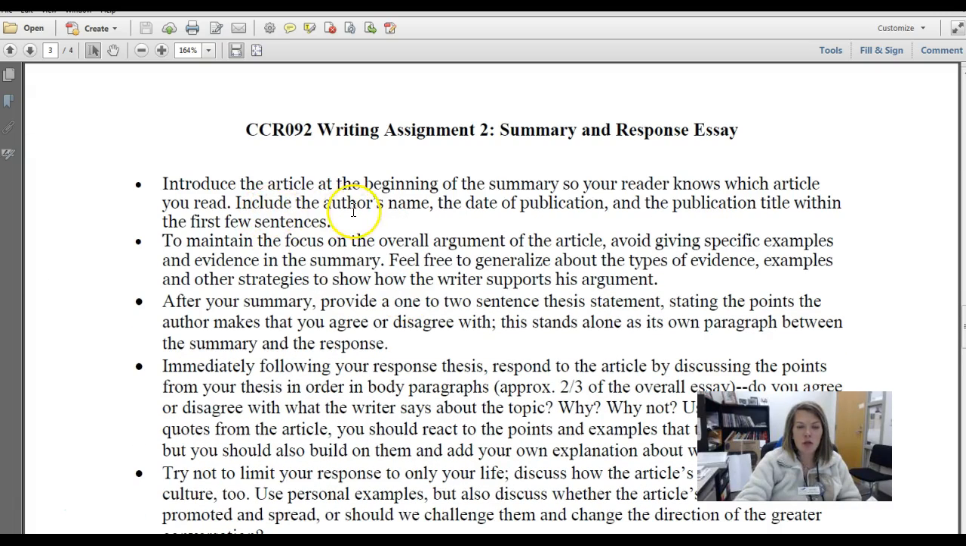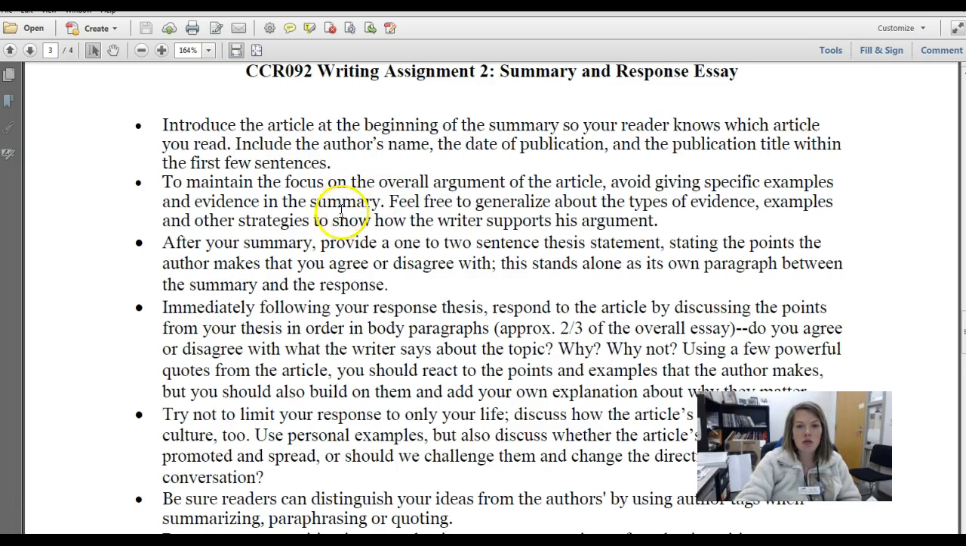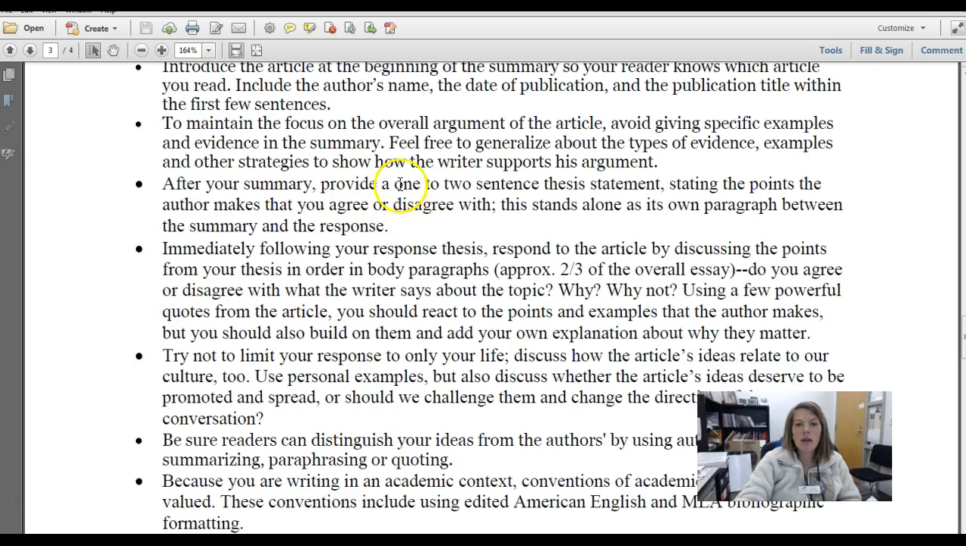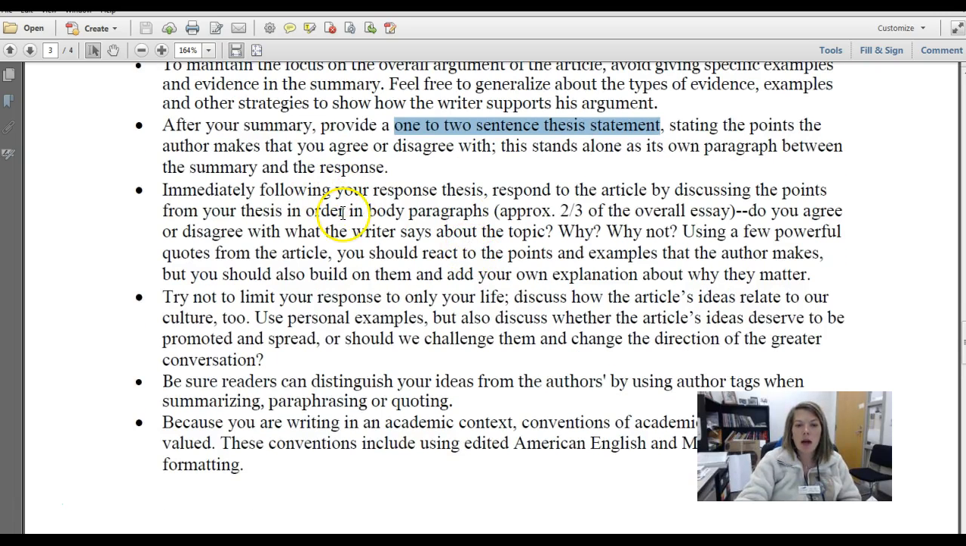And then how to introduce the article, how to focus on the overall argument and the summary and not give specific evidence or examples like the Beatles or Mozart, but instead what were the points that the author was using those examples to support. Then give us a one or two sentence thesis statement of your own to transition into the response portion of your essay. And then that response overall should be about two-thirds of the essay, following along with the response thesis in order in body paragraphs. Where do you agree and disagree?